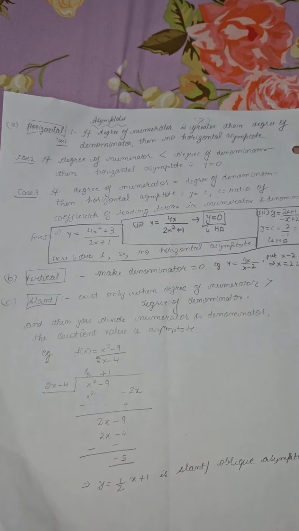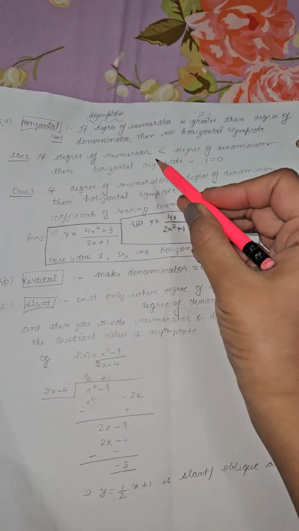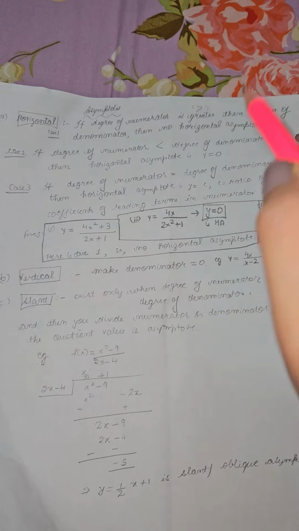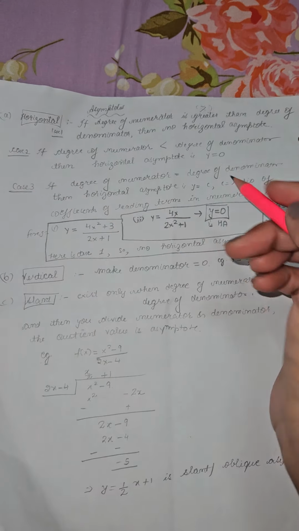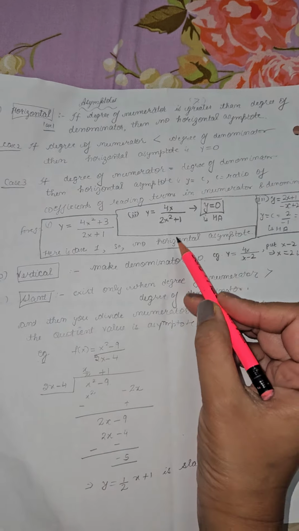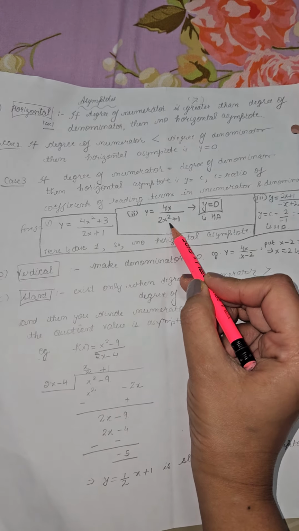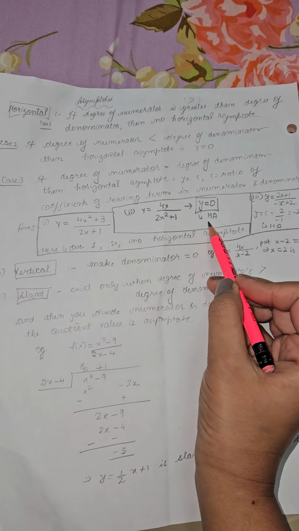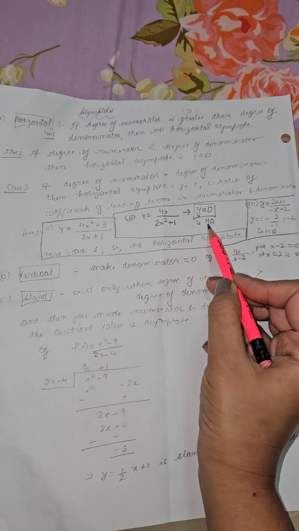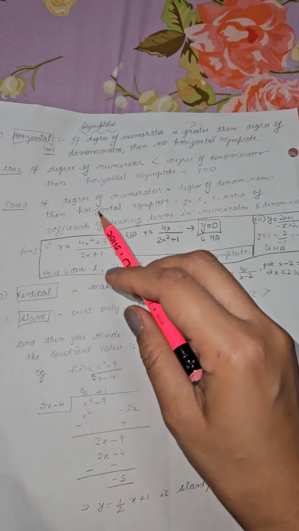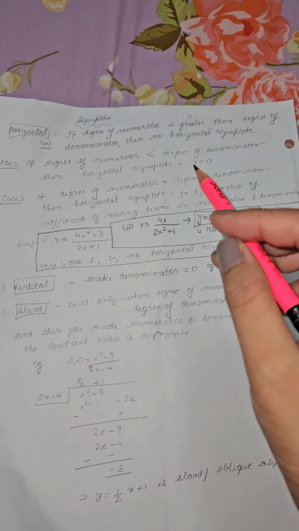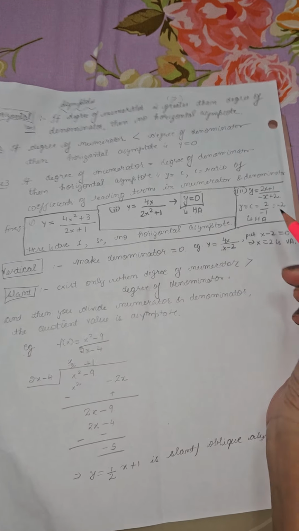Okay, next case, when the degree of the numerator is less than the degree of the denominator, then it's possible, and the only possibility is y equals 0. For example, if the degree of the numerator is less than the degree of the denominator, then y equals 0 is the horizontal asymptote, HA. Case 3, when the degree of the numerator equals the degree of the denominator.